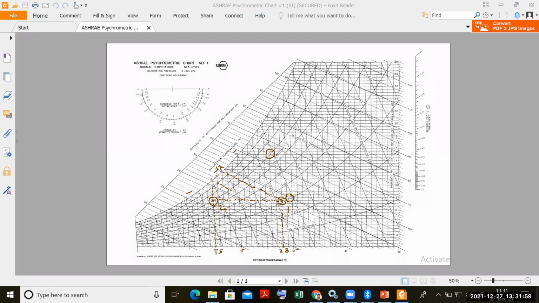What will be the wet bulb temperature 2? So here I have to go. So this is point 2, right? And this is the dashed line. So this dashed line I have to follow up to saturation curve. So this will be the WBT value. So here it is 10, 11, and 12. So WBT here it will be 12 degrees Celsius, right?